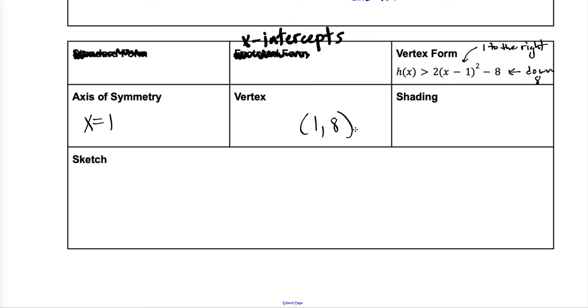Cadence, I suppose you would rather pick the shading than the x-intercepts? You shaded above. Okay, how come? Because it's greater. Perfect. We shade above because it says h of x greater than. That's how we know it's going to be shaded above. Good. All right, so choose somebody to pick probably the hardest part, which they'll be really thankful for.